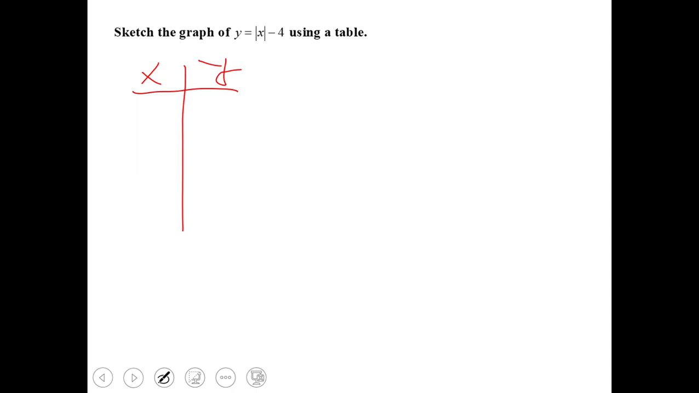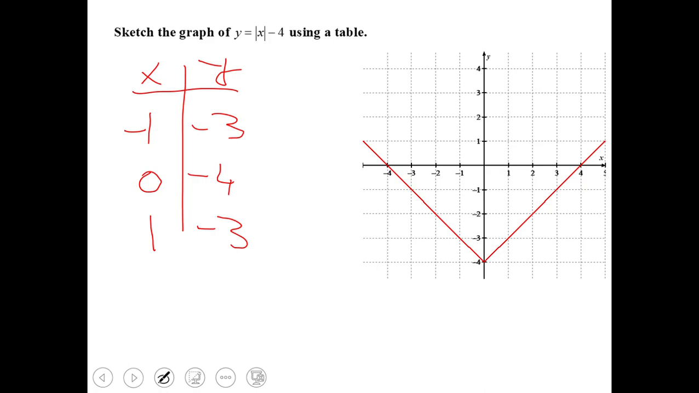And again, I'm going to start with 0, then I will have 1, -1. These three values are good enough for graphing this absolute value graph. When x is 0, we end up with absolute value of 0, which is 0, minus 4, -4. Here we're going to end up with absolute value of 1, which is 1, minus 4, -3. Absolute value of -1 is 1, minus 4, also -3. So again, we can plot the points, and we should get something like this.